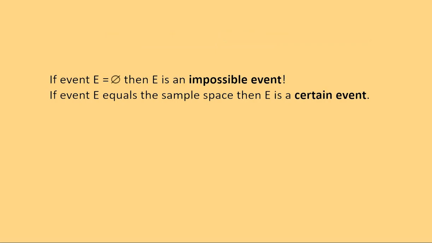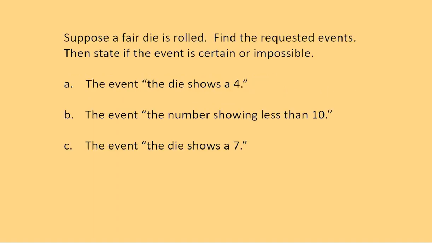If an event is equal to the empty set, then E is an impossible event. If the event E equals the sample space, then E is a certain event. Suppose a fair die is rolled. Find the requested events and then state if the event is certain or impossible. The event, the die shows a 4. That event would be rolling a 4.